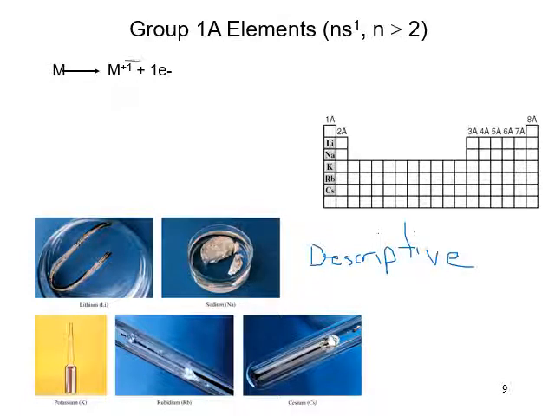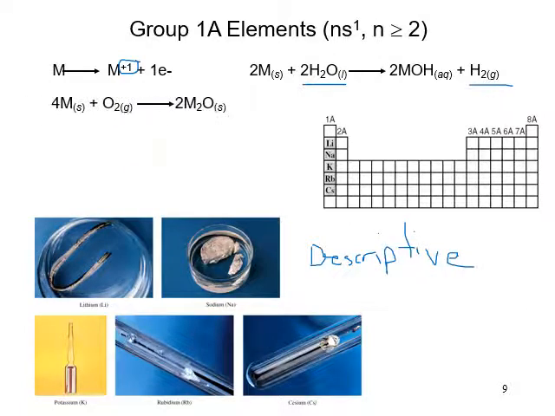They form positive 1 charges. They like to react with water explosively, as we know, to make hydrogen gas. And they react with oxygen to make oxides in this ratio, because remember, M becomes positive 1, oxygen's negative 2, and that's why you get this formula.